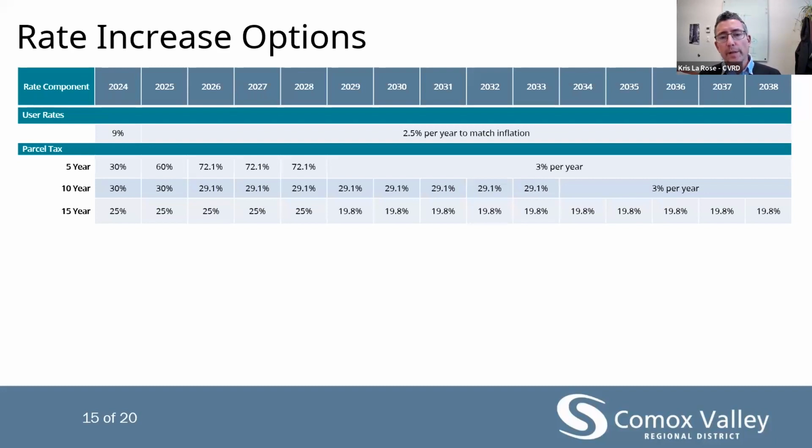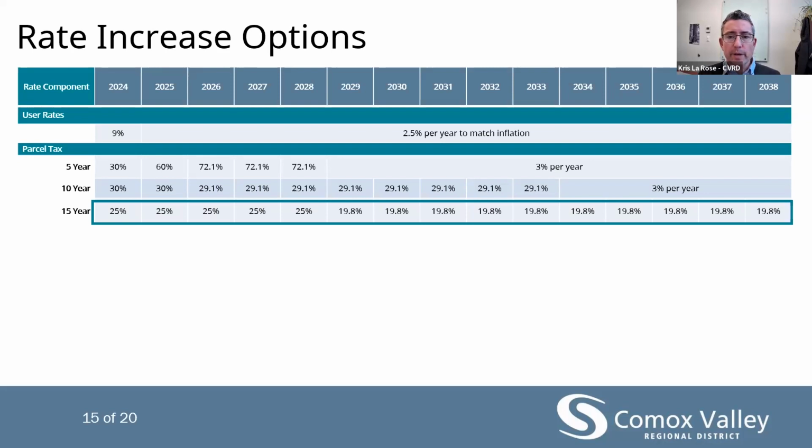For parcel tax rates, three options were presented, ranging from a short-term but high-impact increase for 5 years to a longer-term increase that reduces the spike but continues on longer. So the 15-year approach was selected by directors for the Comox Valley service. That means a 25% increase from 2024 through 2028 annually, and then a 19.8% increase beyond per year.